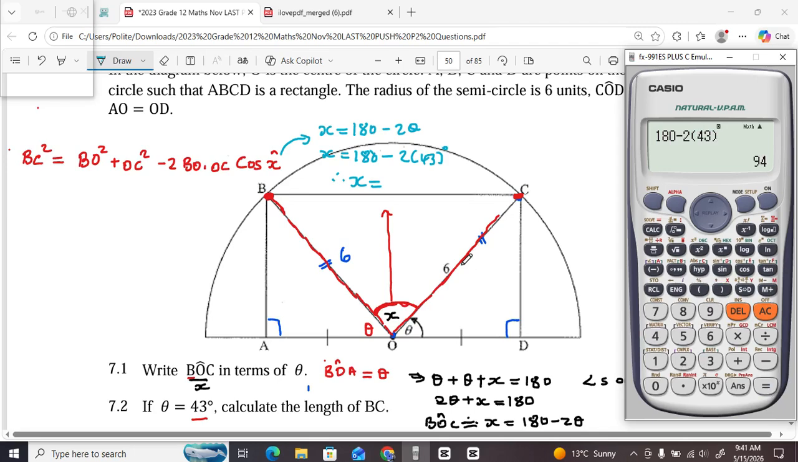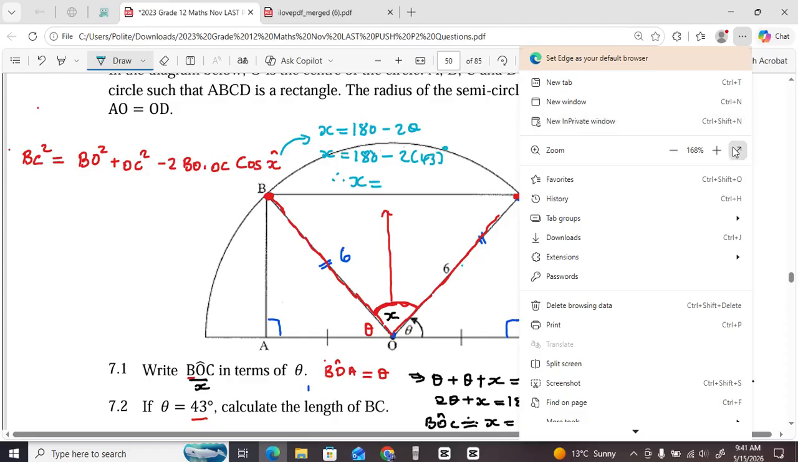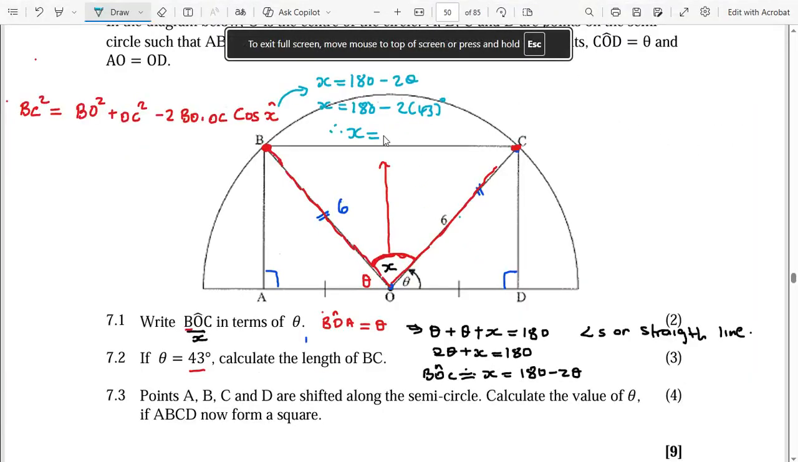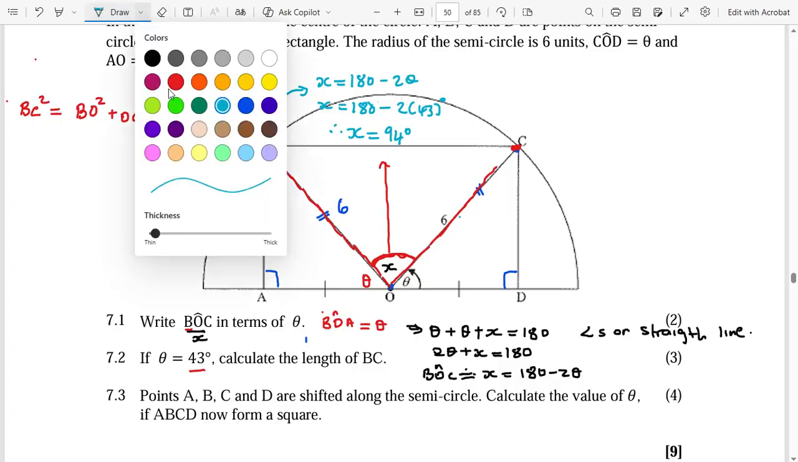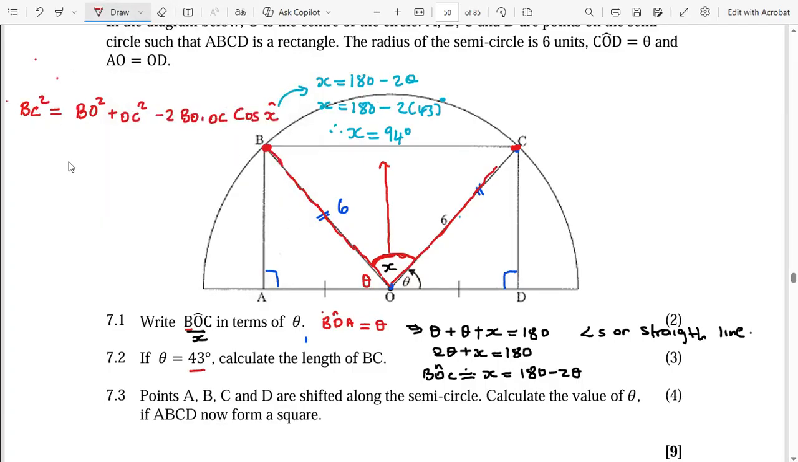This gives us 94 degrees, right? So angle X is 94 degrees. On that formula where there's X, we're going to sub in 94 degrees. So now let's do the substitution and see what we get. What will be BC? BC squared will be, BO is 6, so this will be 6 squared plus, also OC is a radius, that's 6, minus 2 into 6 into 6, the cos of 94 degrees.